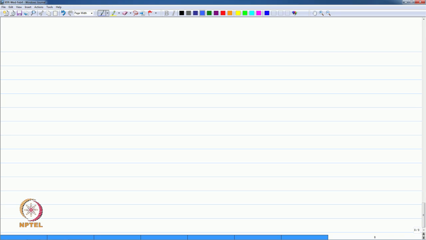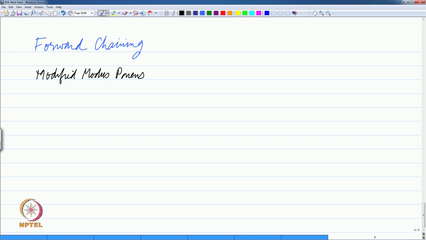Okay, so we are looking at the process of generating proofs in first order logic, and in particular we are looking at this process of forward chaining. We started by looking at this rule called modified modus ponens. So, let us begin with that. And let us define it formally.